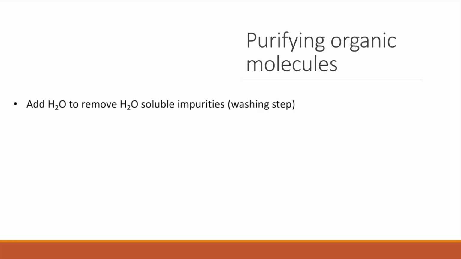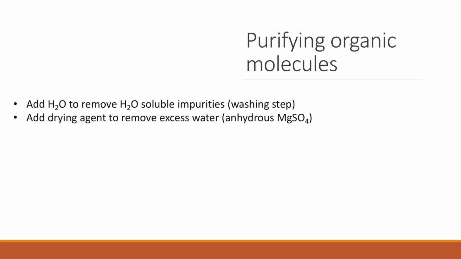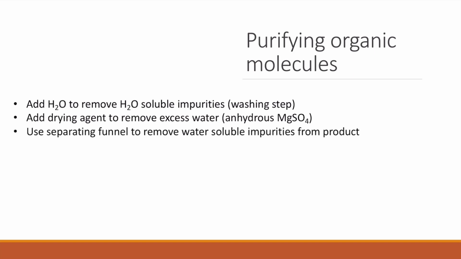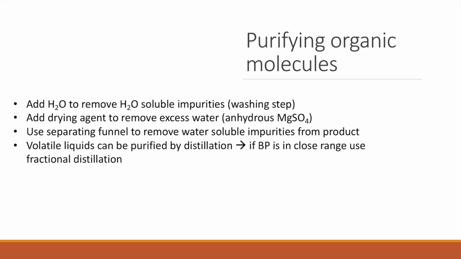Purifying an organic molecule is part of the question that could come with these distillation questions, or with any organic practical. So you add water to remove water-soluble impurities in the washing step. You should add a drying agent to remove any excess water, like anhydrous magnesium sulfate. Use a separating funnel to remove water-soluble impurities from the product, where you have two layers. Volatile liquids can be purified by distillation. If the boiling points are in close range, you should use fractional distillation rather than simple distillation. Recrystallization has already been in paper 2, so it's not going to be in paper 3.